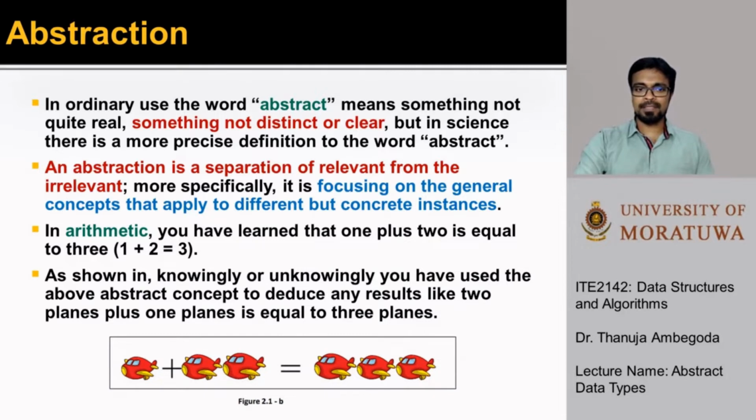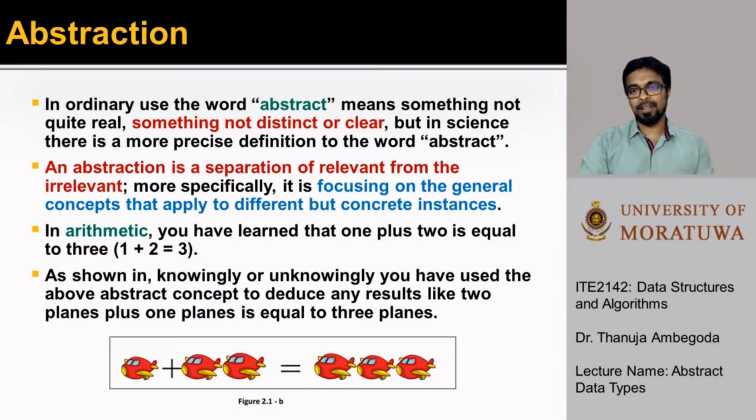If we look at this small figure at the bottom of the slide, it has a small picture of some aeroplanes. On the left side, we have one aeroplane plus two aeroplanes. We have an equal sign. It says equals 3 airplanes. This is nothing new to you. But what is the abstraction that you learned? You know 1 plus 2 airplanes is 3 airplanes.